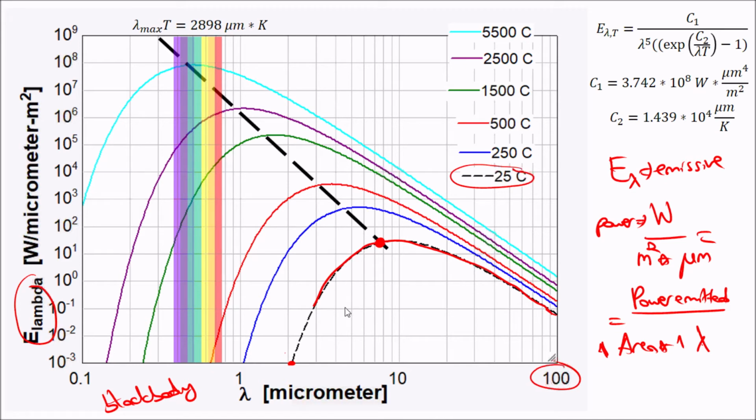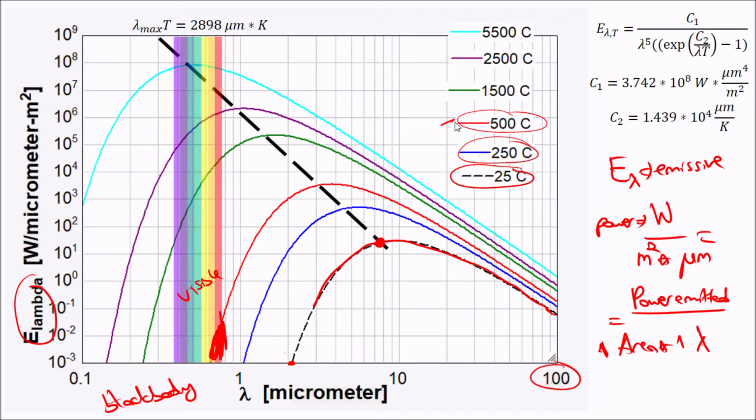As you can notice here, this part is the visible range, and for 25 degrees Celsius the emitted power is not in the visible range. It means that for any object around us, we cannot see its color, because the power emitted from that body is not in the visible range. If you go to 250 degrees Celsius, again there is no visible range at that temperature. But for 500 degrees Celsius, some part of it falls in the visible range.